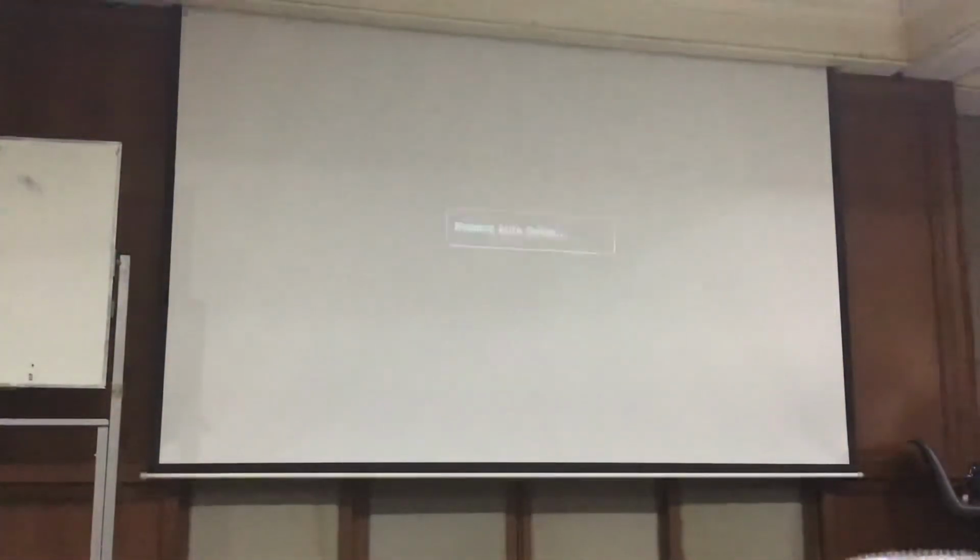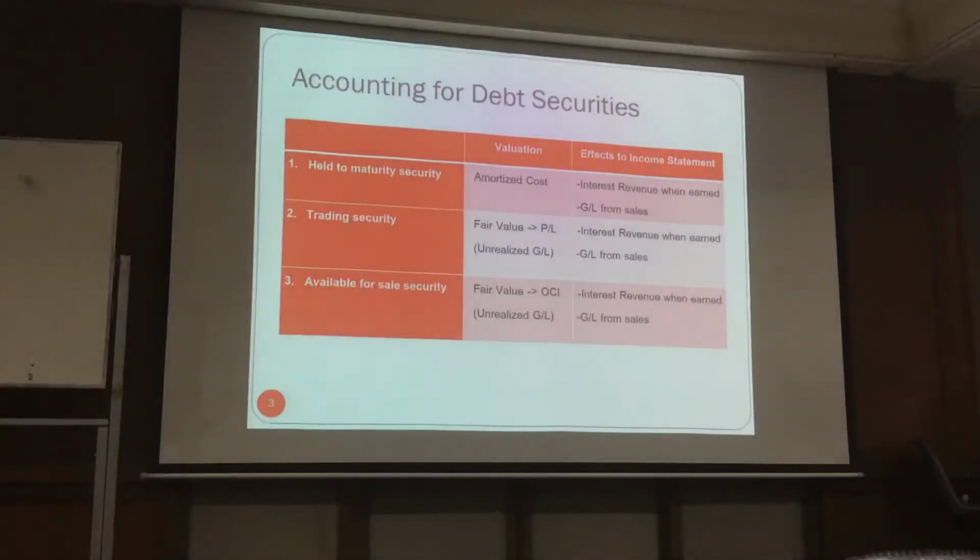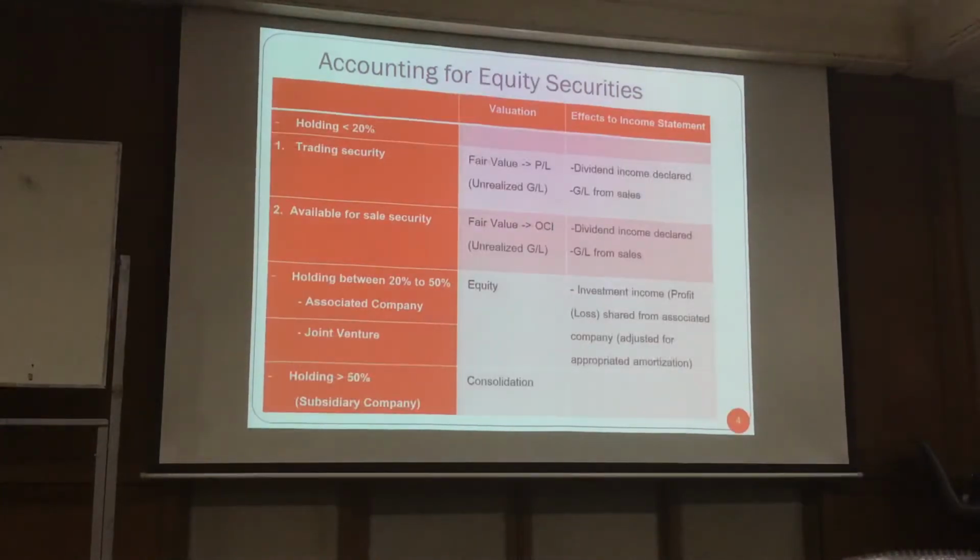Now let's get back to the second one. Trading security, you learned it from last Monday. Mark to market to P&L. Available for sale security, mark to market as well, and put it in OCI. All right? Quite straightforward. You practiced on the exercise before. Now let's do it for equity security.